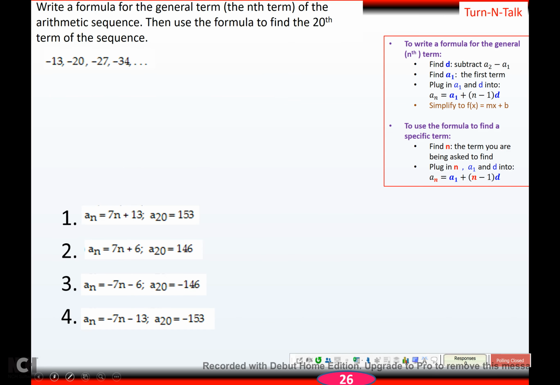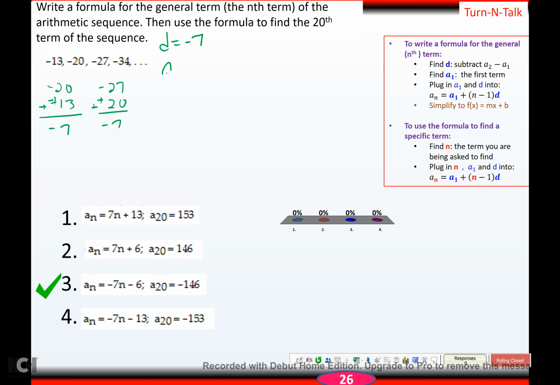Alright, you try this one, hit pause, come back when you're ready. And hopefully you got 3. Alright, so I have to find the common difference. Negative 20 minus a negative 13 would be negative 7. Negative 27 minus a negative 20 would be negative 7. So my common difference is negative 7. My first term is negative 13.